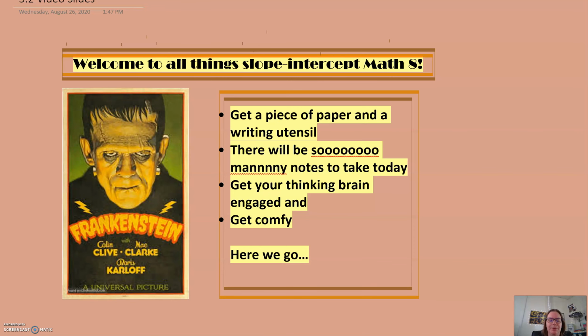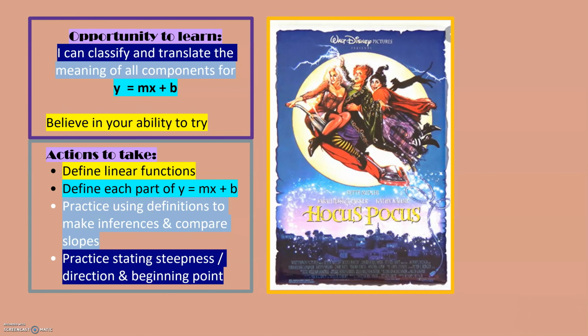Here we go. Today we're going to classify and translate the meaning of all of the components in y equals mx plus b. And in order to do that, you need to believe in your ability to try. There is a lot of components and a lot of definitions that are compacted in this tiny little equation of y equals mx plus b.